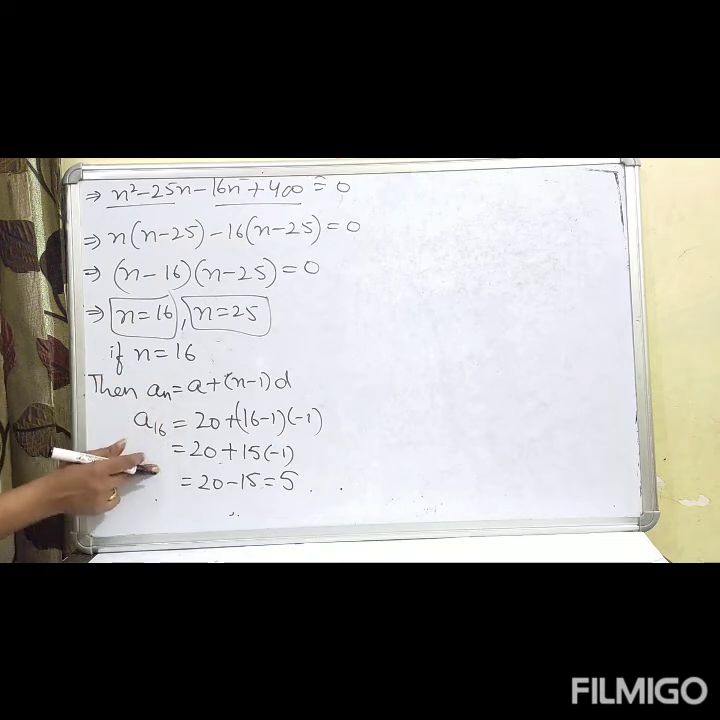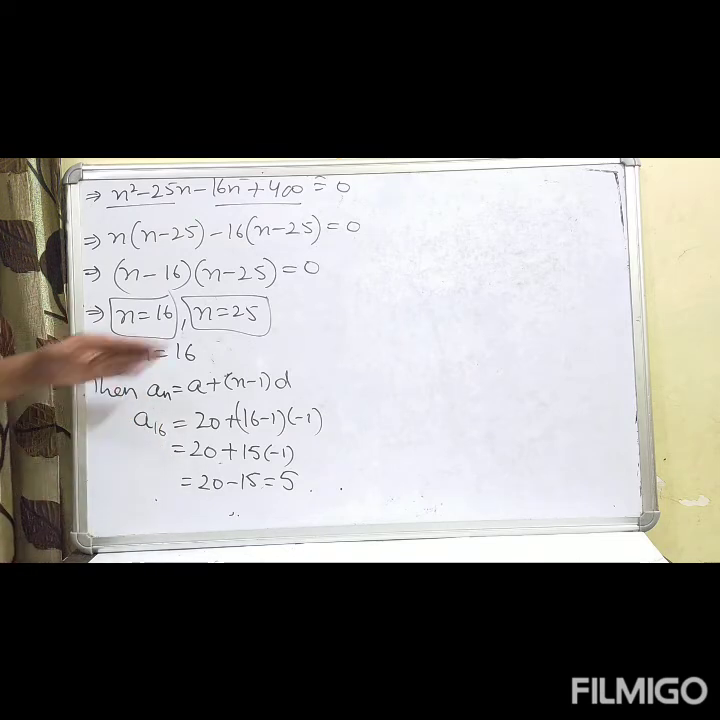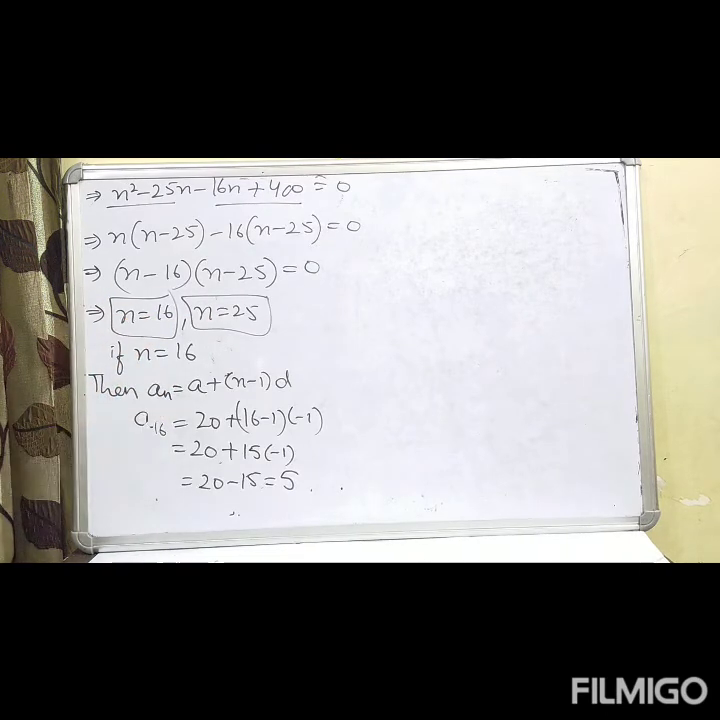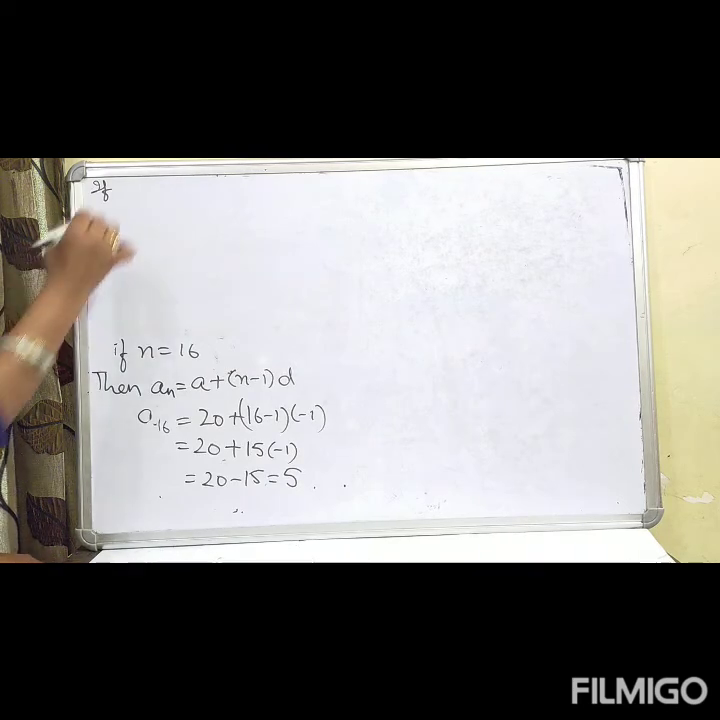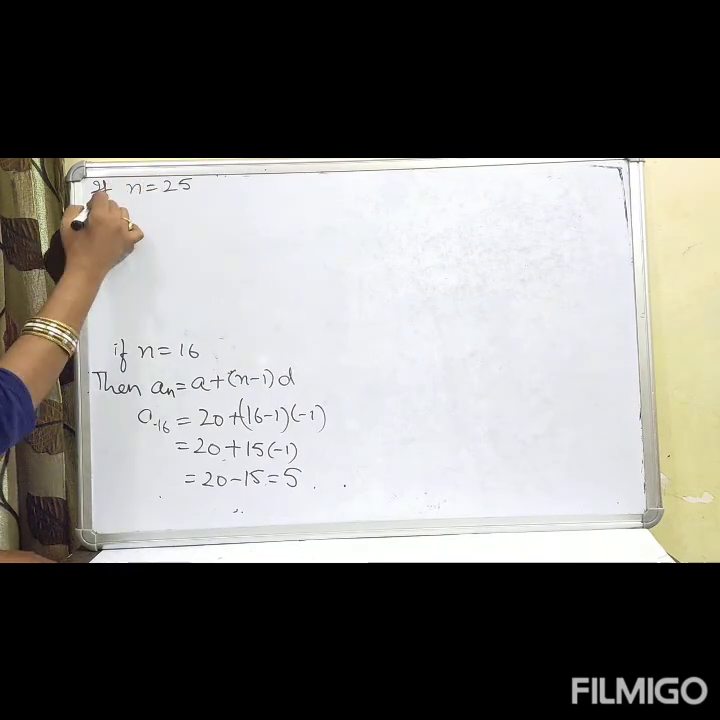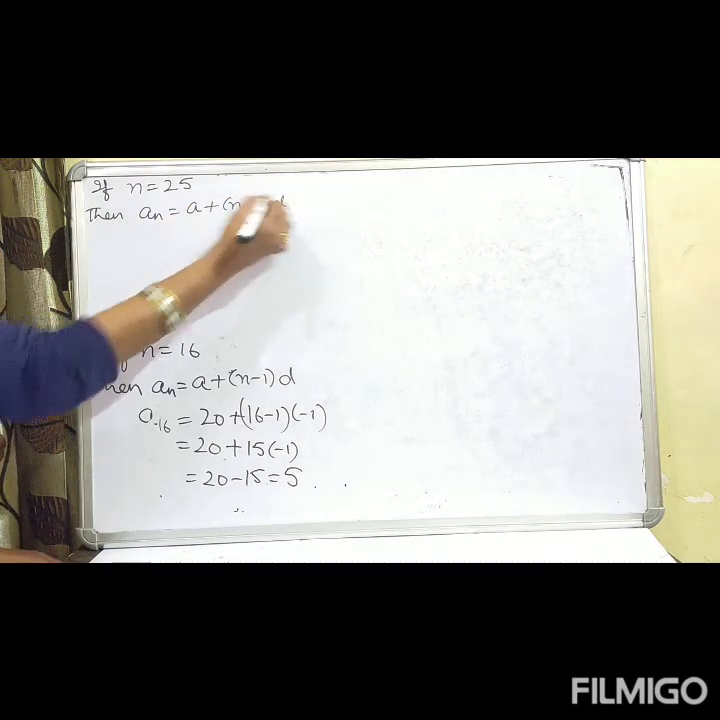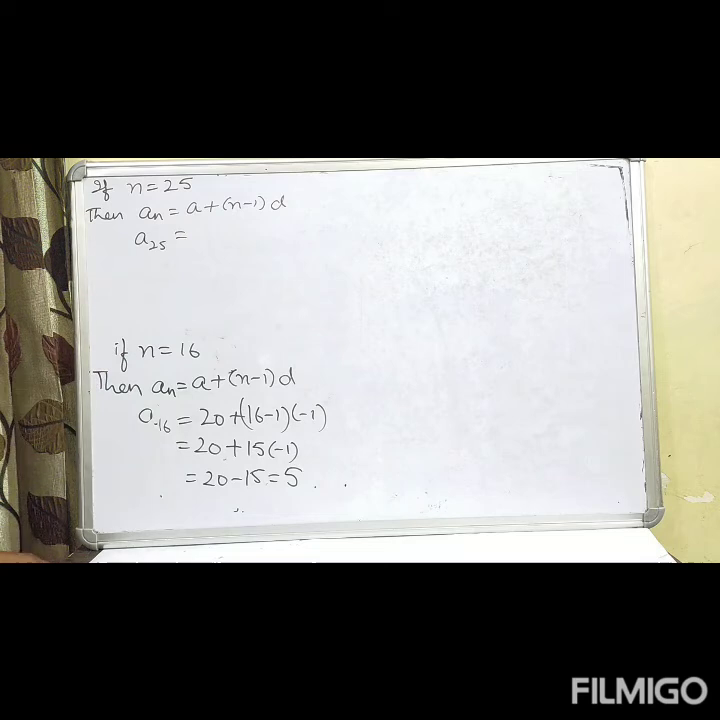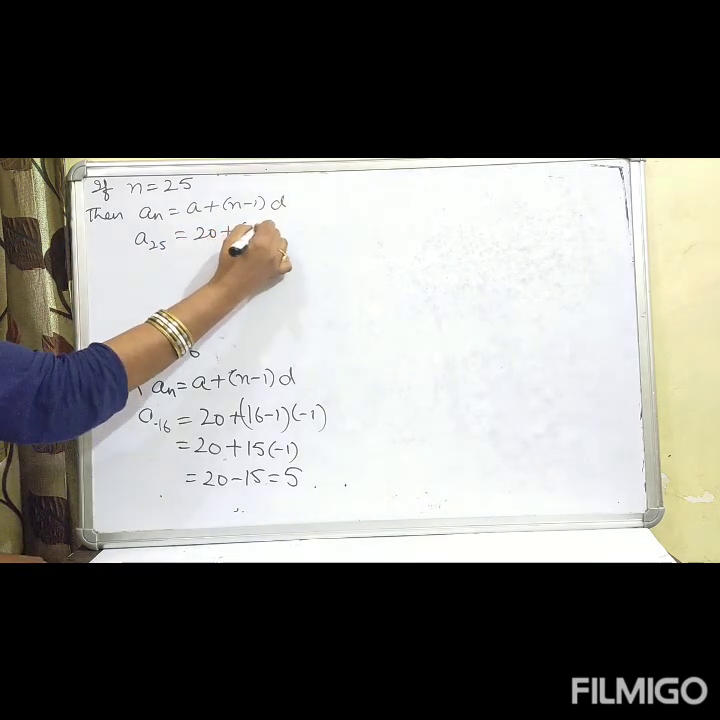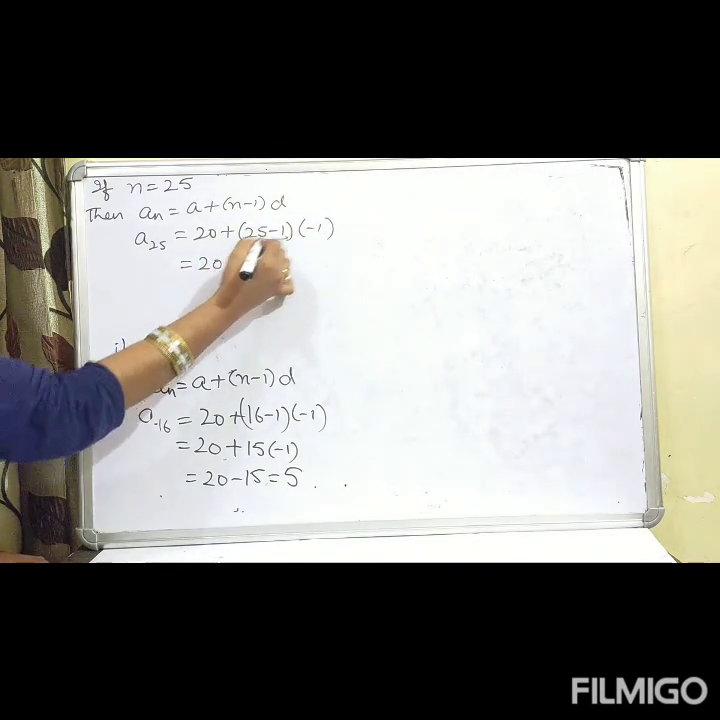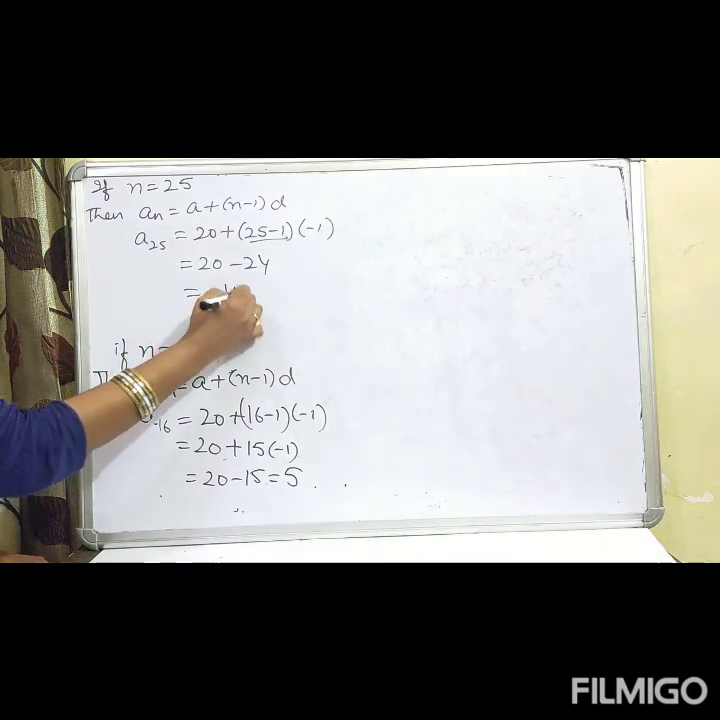And this is the first case. But what about the second case? If we have n equal to 25, then what will be the value of a25? Let us see that also. So now if n is 25, then an again will be a plus n minus 1 into d, but n is 25, so I'll get a25. a is 20 plus 25 minus 1 into minus 1. It will be 20, and 24 into minus 1 is minus 24, and the answer is minus 4.